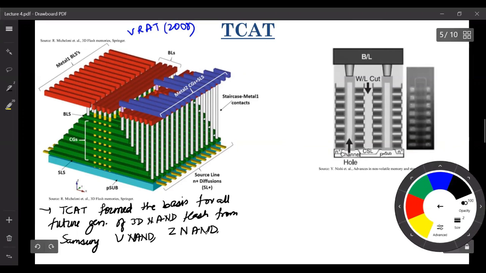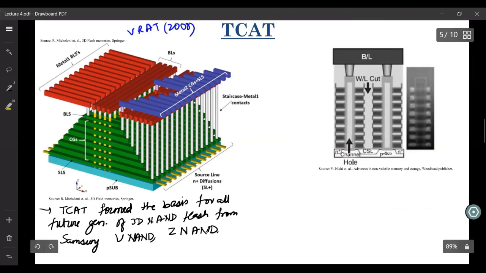So this was developed in 2009. And if you look at the bird's eye view of this TCAT structure, you won't find much difference as compared to your BICS or P-BICS. With respect to P-BICS, yes, there is a difference. Here the channels are vertical itself. It's not arranged in pipe shape. Also, as compared to BICS, where there was a common source line which was N plus diffused, here also the source lines are N plus diffused, but there are several of them. So it's not like one big plate. If there are several source lines instead of one plate, you can already understand that the resistance is kind of low as compared to that.